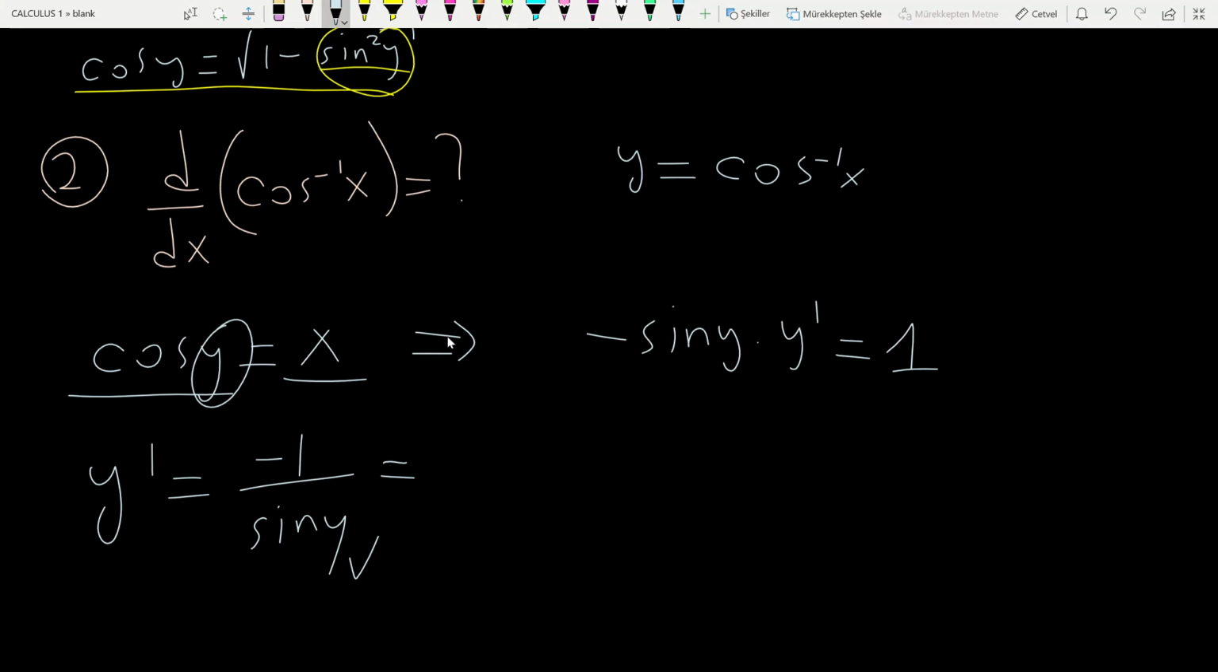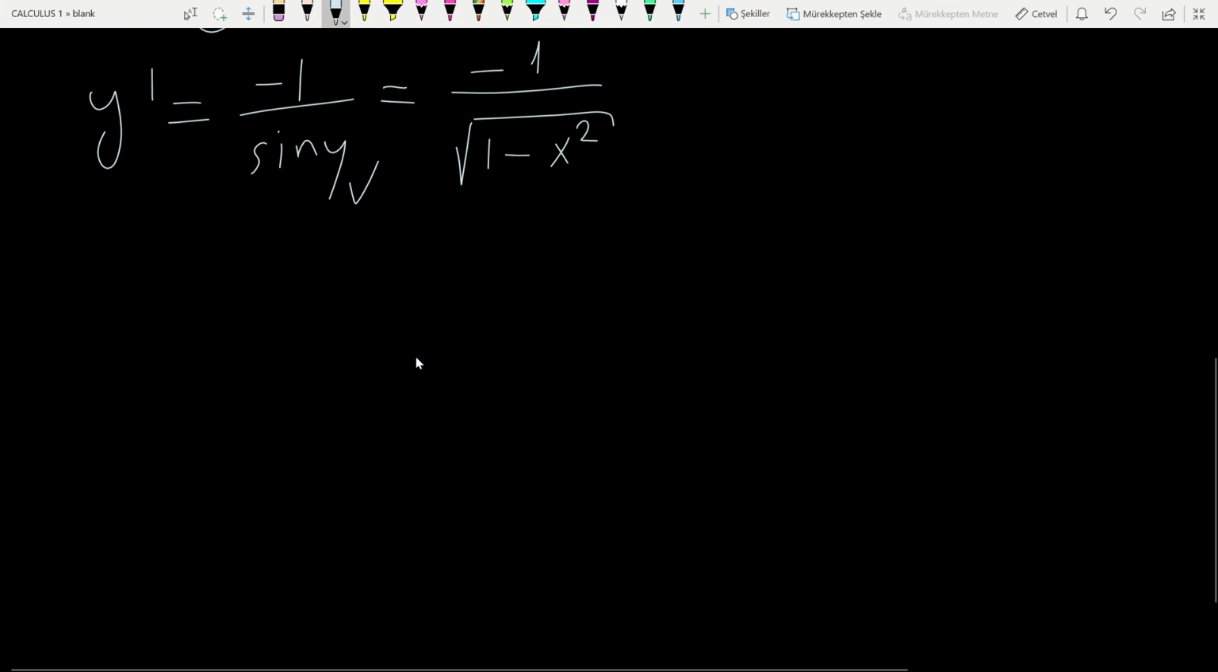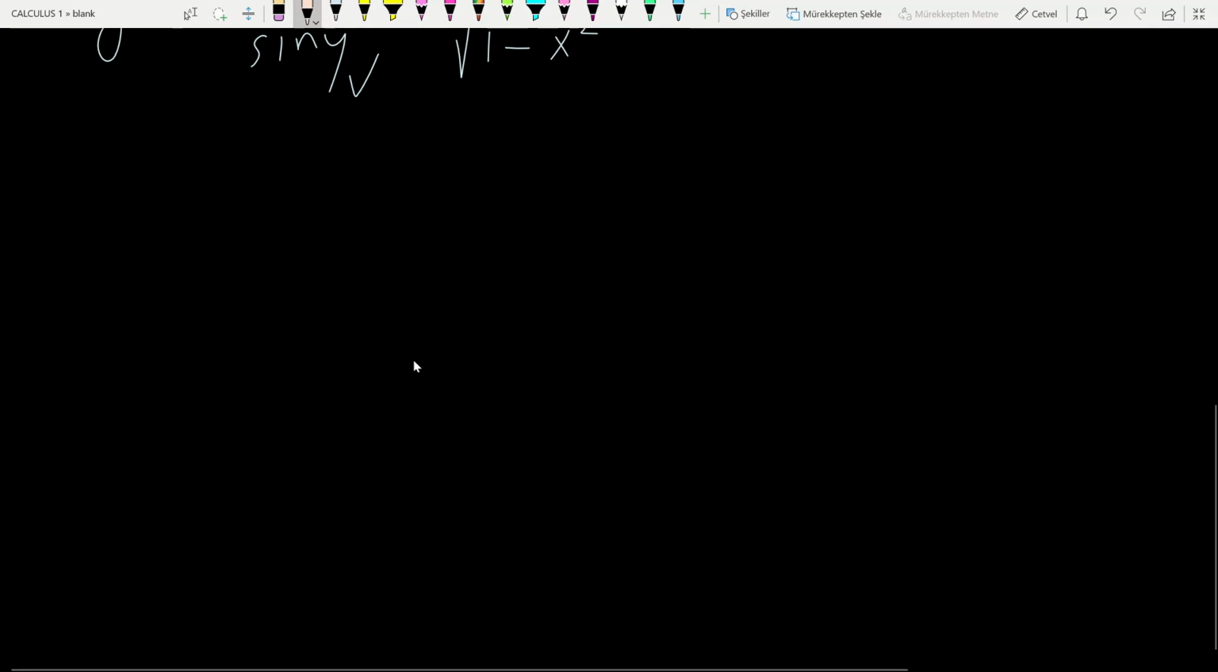So I will use the identity cosine square plus sine square is equal to 1. I will make sine y alone and have this result: minus 1 divided by the square root of 1 minus x square, using the same idea which we did for the derivative of inverse sine. It is the result. I also want to give the third one, the derivative of arctangent x.